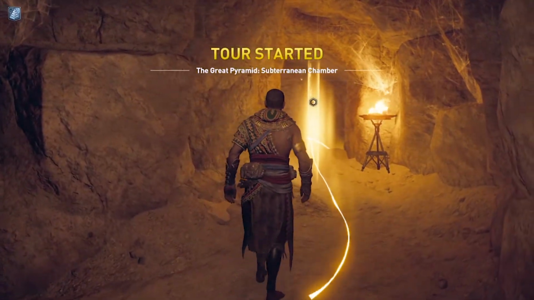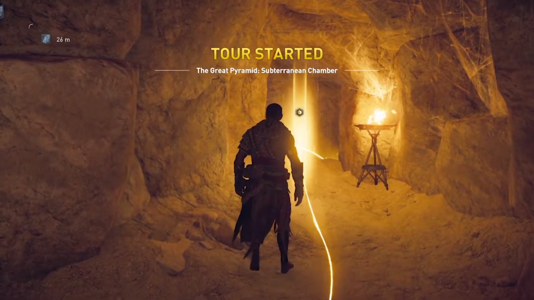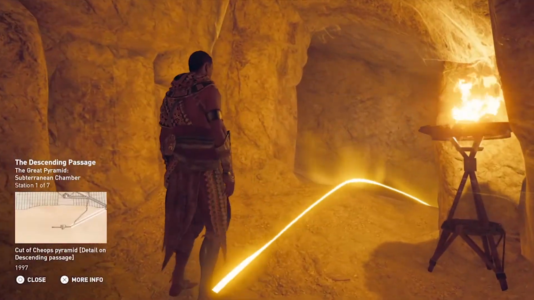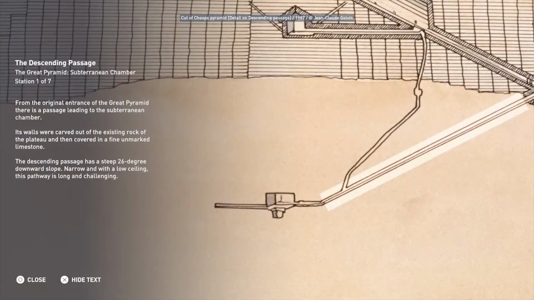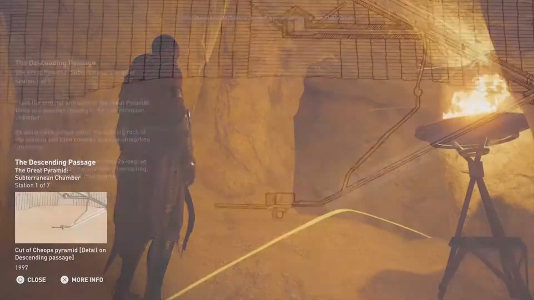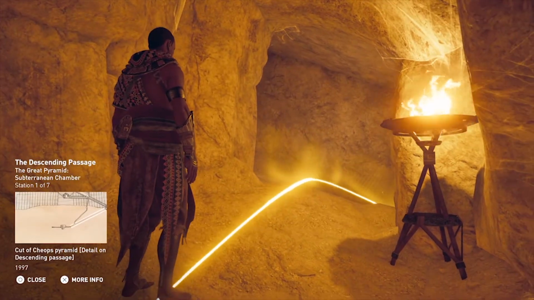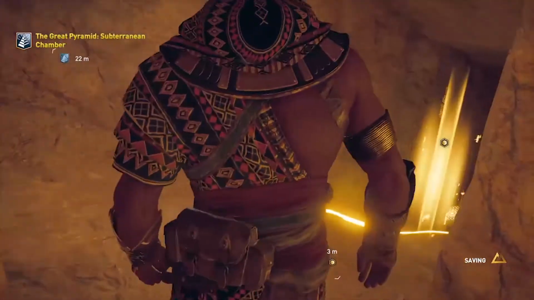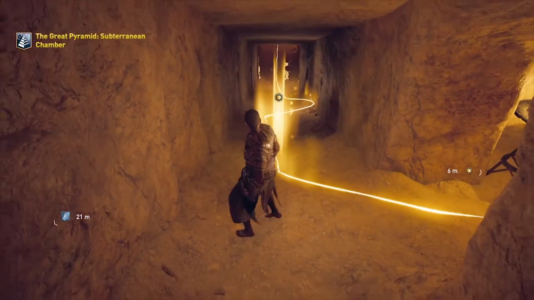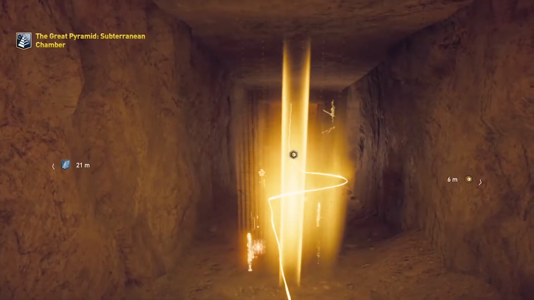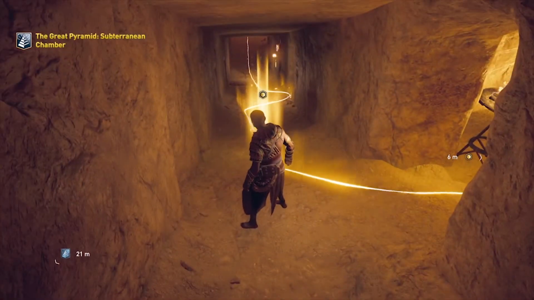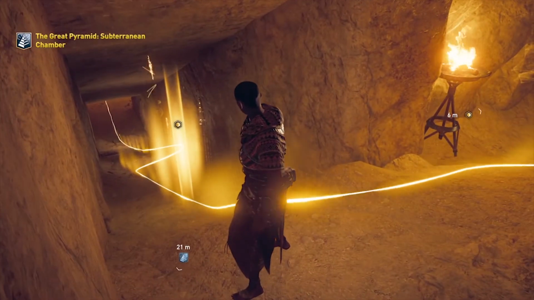Welcome to the Great Pyramid, Subterranean Chamber. From the original entrance of the Great Pyramid, there is a passage leading to the Subterranean Chamber. Its walls were carved out of the existing rock of the plateau and then covered in a fine, unmarked limestone. The descending passage has a steep 26-degree downward slope. Narrow and with a low ceiling, this pathway is long and challenging.